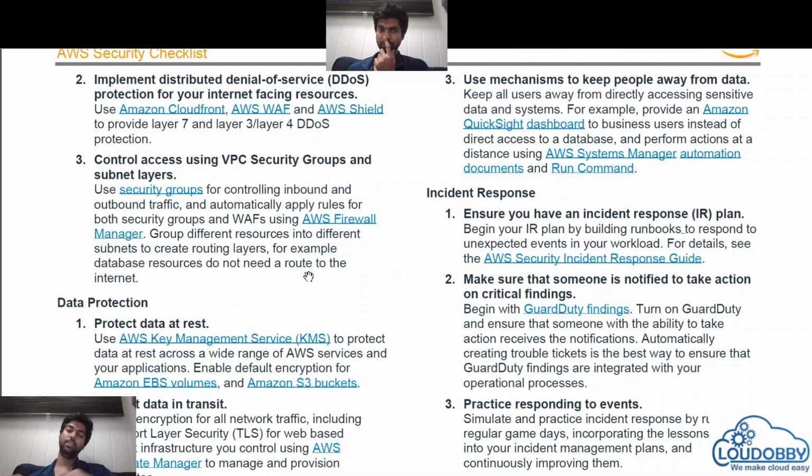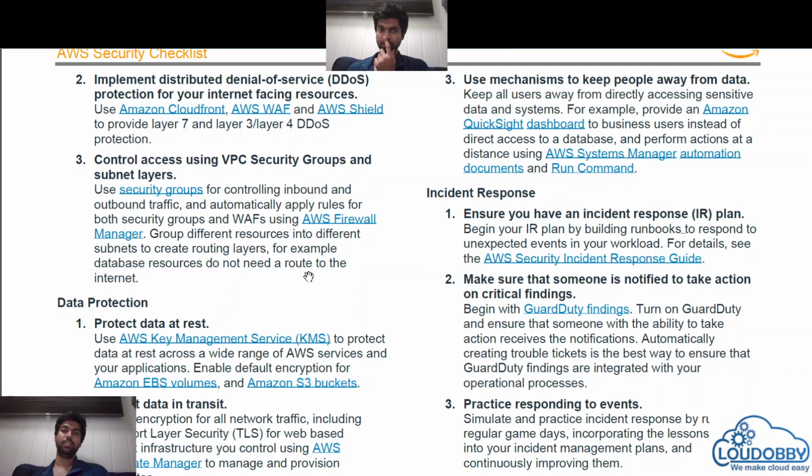It can be SES, Simple Email Service, to notify, or your Slack notification, or Teams, or WhatsApp. So you should have a way to make the operational process in place. This is a very basic thing. Most people might know it, but this is specific to security again.